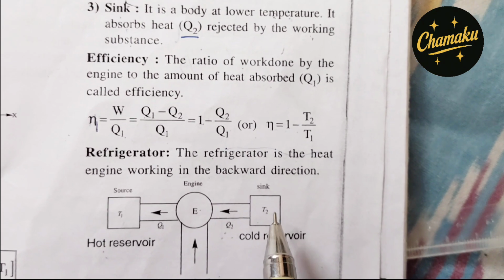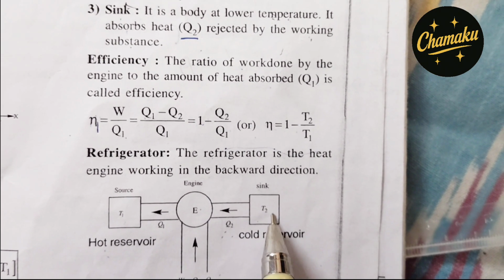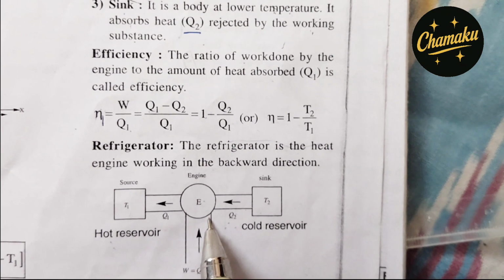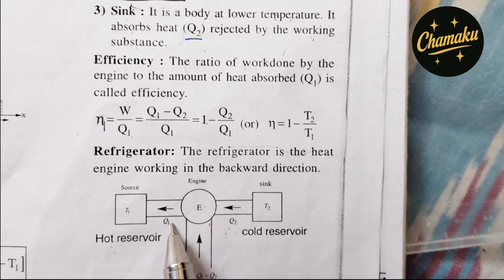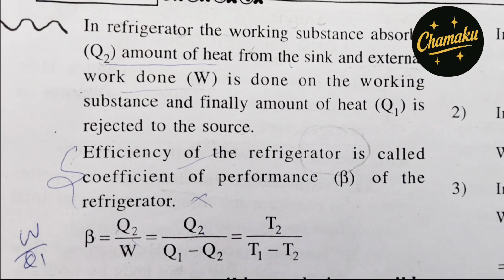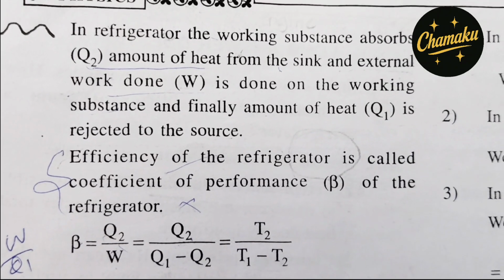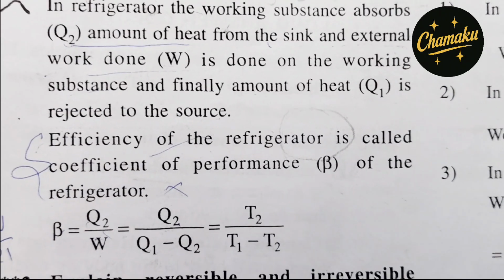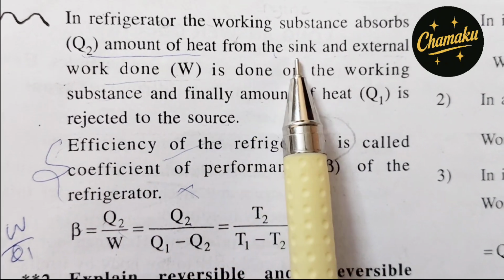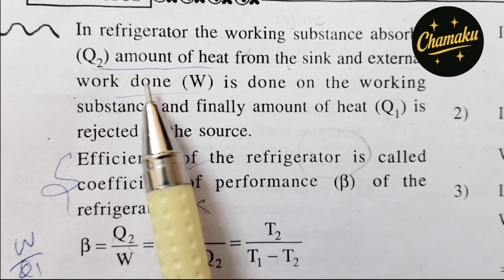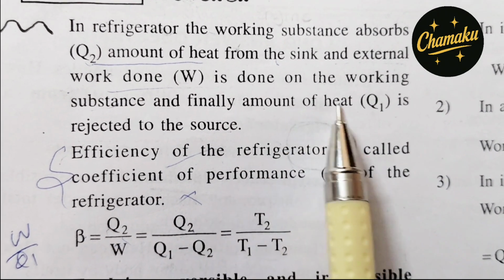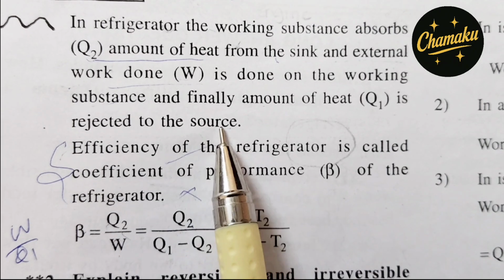So heat is absorbed from the sink. Q2 amount of heat is absorbed from the sink, work is done on the engine, and Q1 amount of heat is released into the source. So in a refrigerator, the working substance absorbs Q2 amount of heat from the sink, external work W is done on the working substance, and finally Q1 amount of heat is rejected to the source.